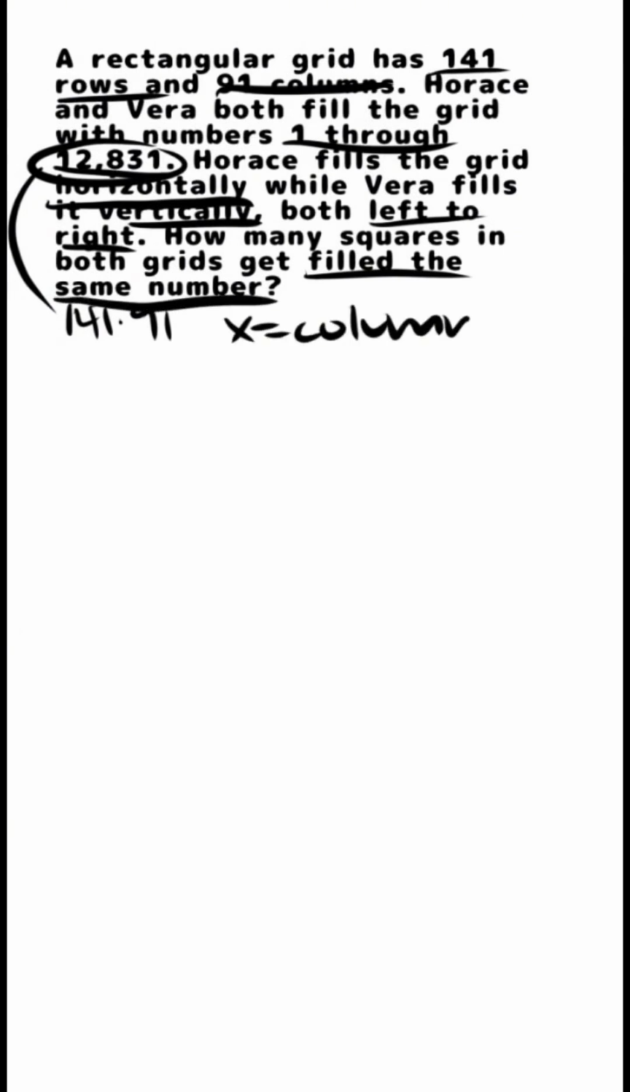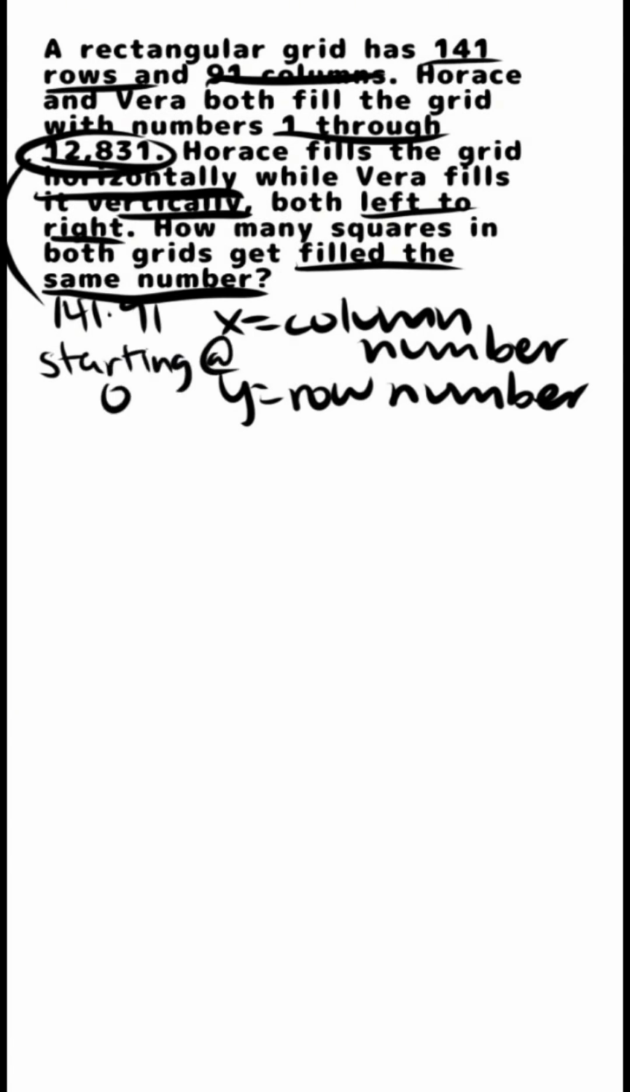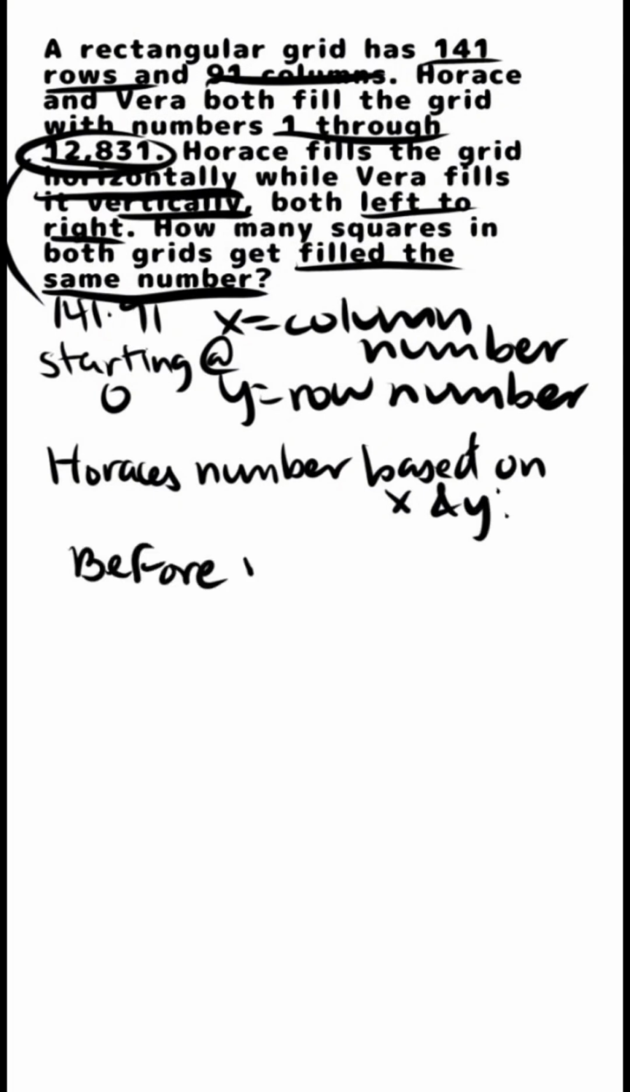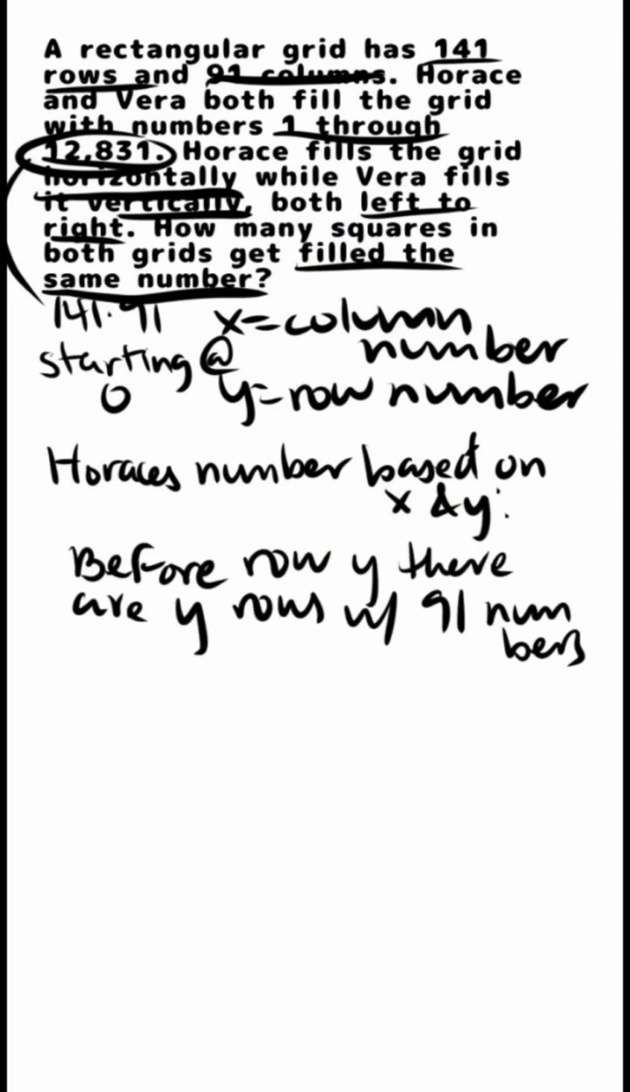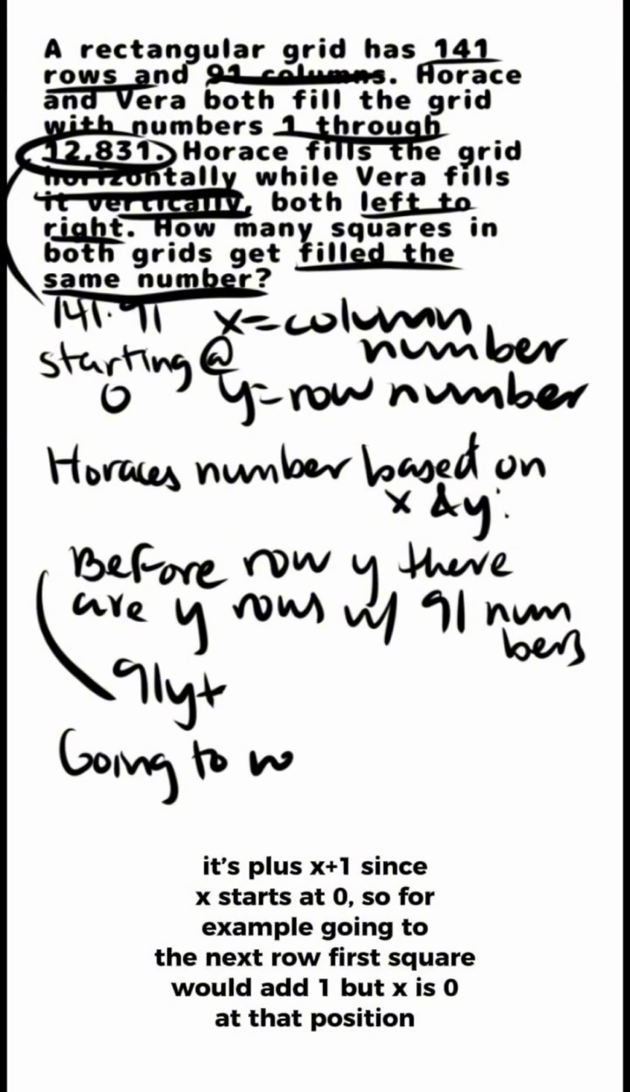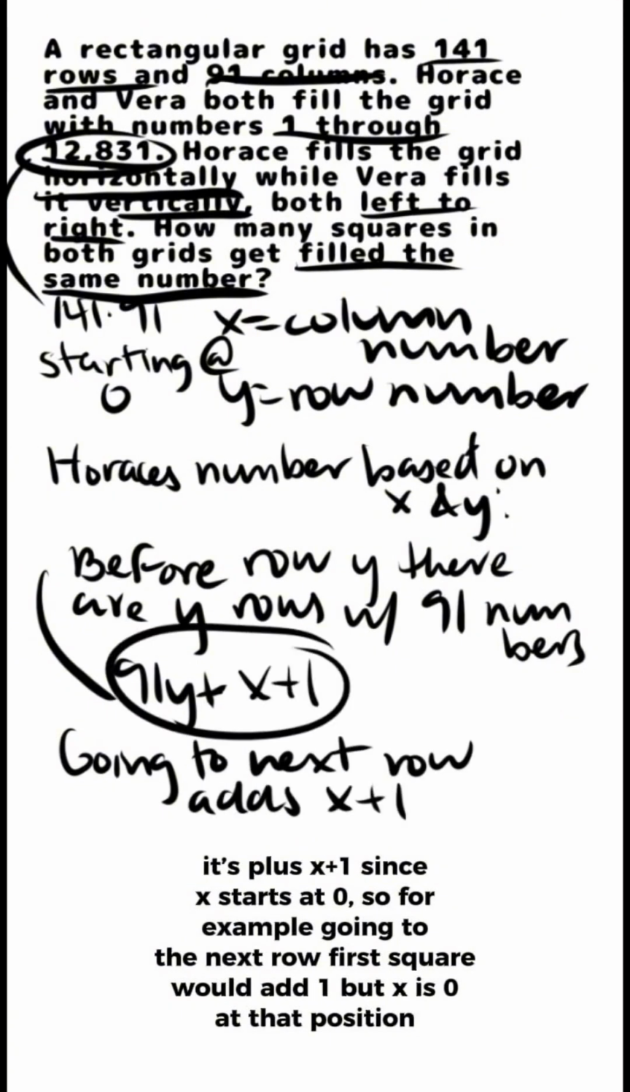So let x denote the column number and let y be the row number, both starting at 0. The number that Horace would fill a square in the grid with coordinates x, y is 91y, since there are y rows with 91 numbers before this row, plus x plus 1, since that's the number of squares going to the next row, then going to column x.